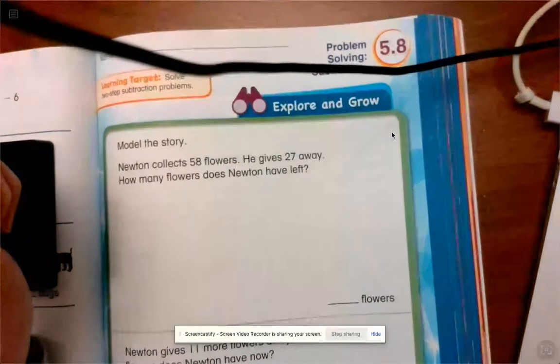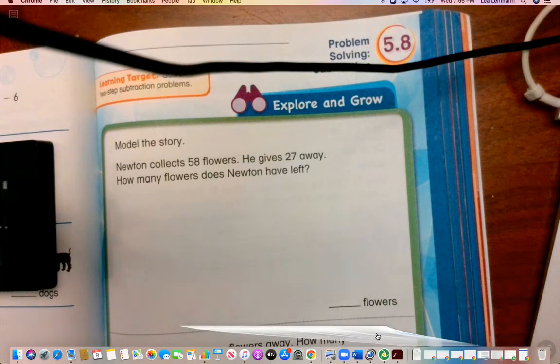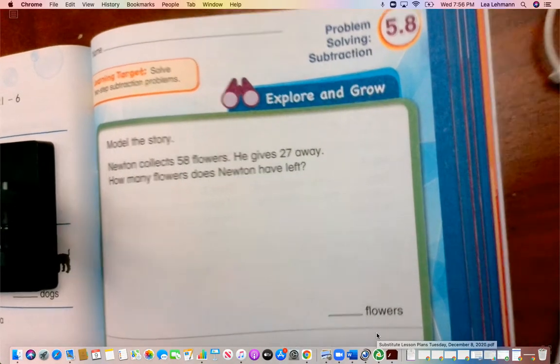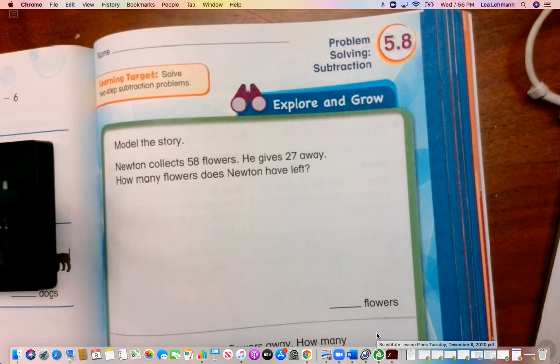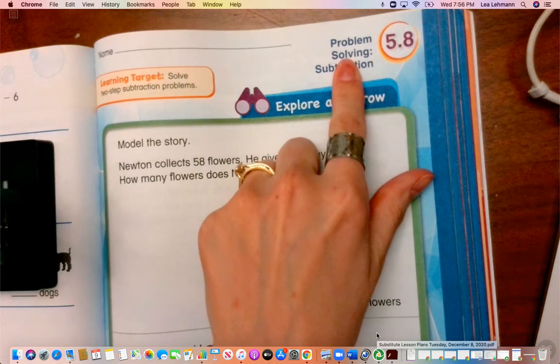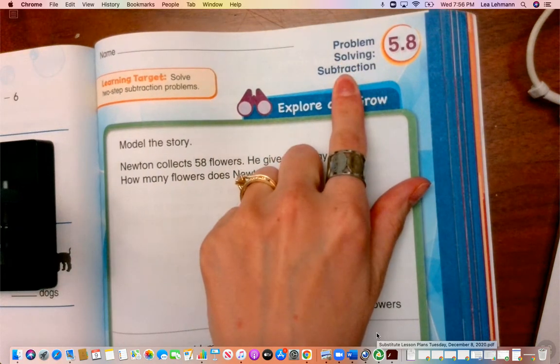Hi, second grade. All right, we are going to do math 5.8. Okay, and today it is problem solving, and we're going to be using subtraction today.